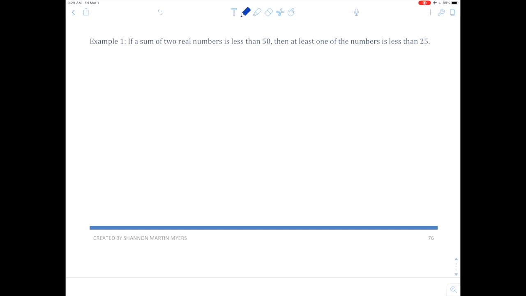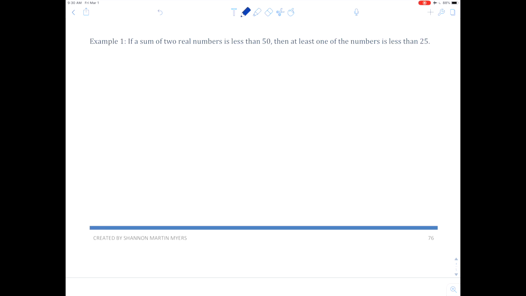We need to decide, and this is sometimes the hardest part, if something is true or false, right? And so you can play around with some real numbers, but remember, at the end of the day, you're going to have to do things that are in general. And that's why they always say that things are arbitrarily chosen. So this one, okay, if a sum of 2 real numbers is less than 50, then at least one of the numbers is less than 25.